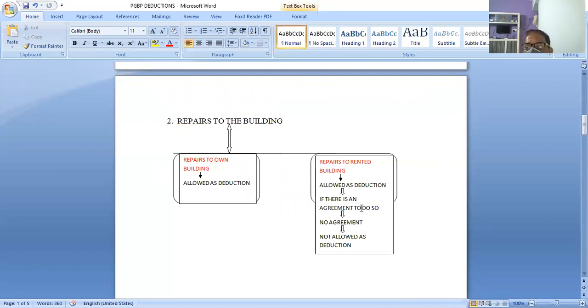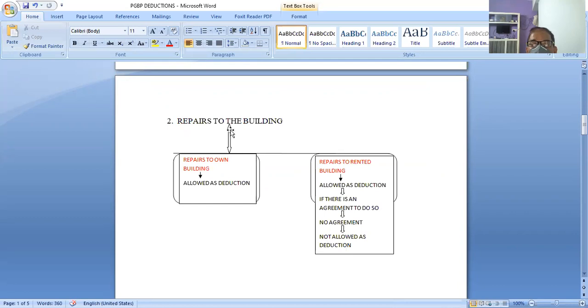In that case, it is allowed as deduction. But if there is no agreement, it is not allowed as deduction. That means deduction cannot be allowed. In the problem, nothing is mentioned. By default, you have to treat it as there is an agreement for the tenant to make repairs to the rented building. If they mention there is no agreement, then it should not be allowed as deduction.